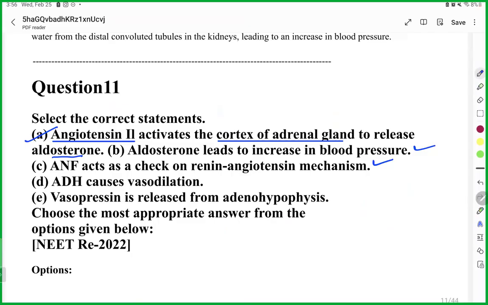Barinder, ADH cause D. vasodilation. Wrong.